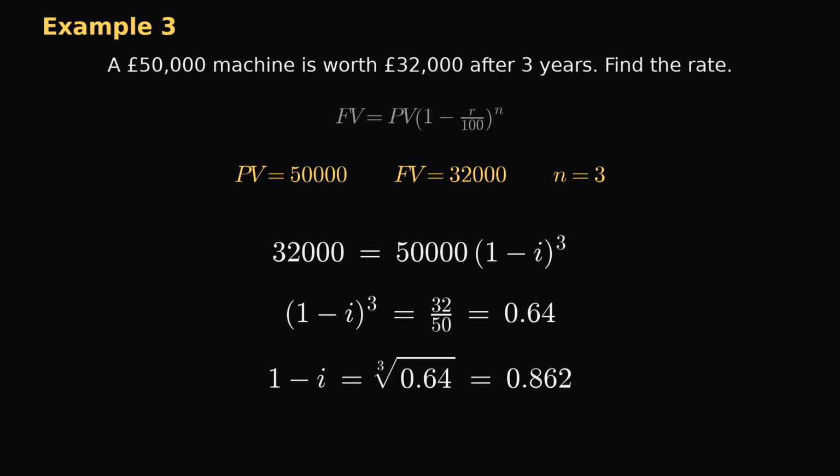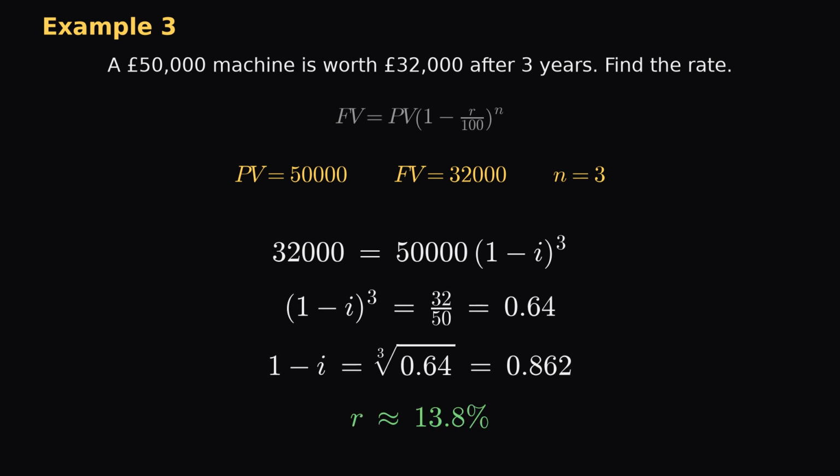Take the cube root of both sides. 1 minus r is 0.862. So r is 1 minus 0.862, which is 0.138. The depreciation rate is about 13.8% per year.